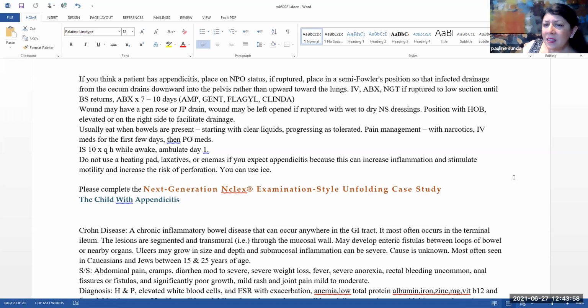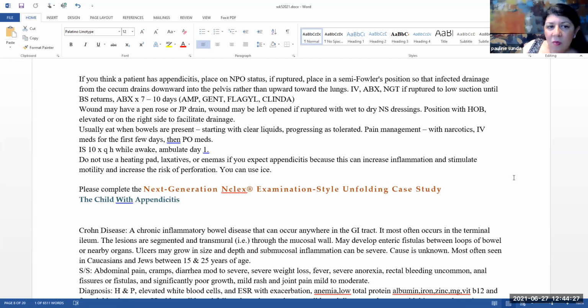They'll be given antibiotics. They may have a nasogastric tube in place if it's ruptured, to low suction until the bowel sounds return. Typically, they will be on antibiotics from 7 to 10 days. They may have a drain once they've had surgery, so they could have a Penrose or Jackson-Pratt drain. Also, the wound may be left open. If it's ruptured, they may do saline dressings.